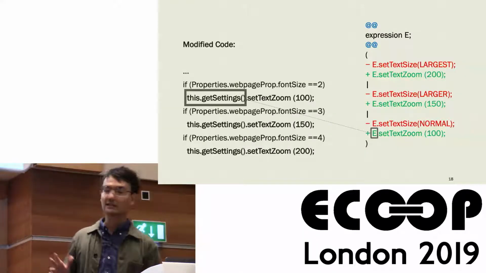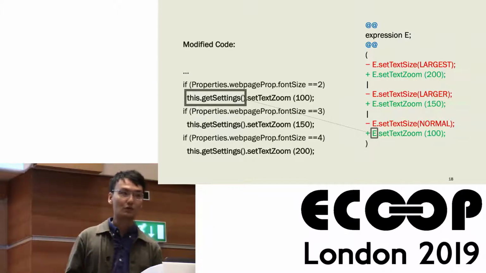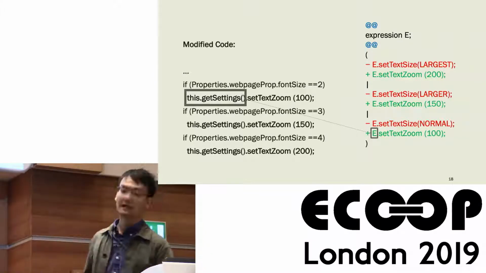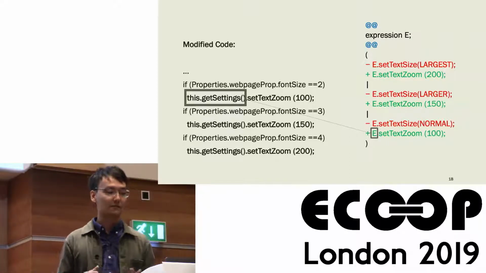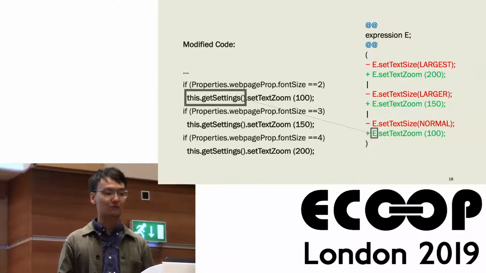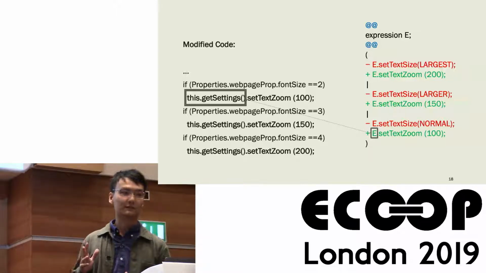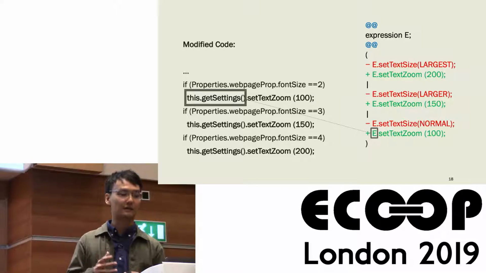So here's what the semantic patch will look like in a modified code. The key idea here is that we use a meta variable of the expression type instead of using the identifier type. So here, the expression E would bind to the invocation of this.getSettings. And as E is present in both the addition and deletion code, it is not transformed. The semantic patch looks almost similar to the previous case, in which we describe each case to transform in terms of a disjunction.